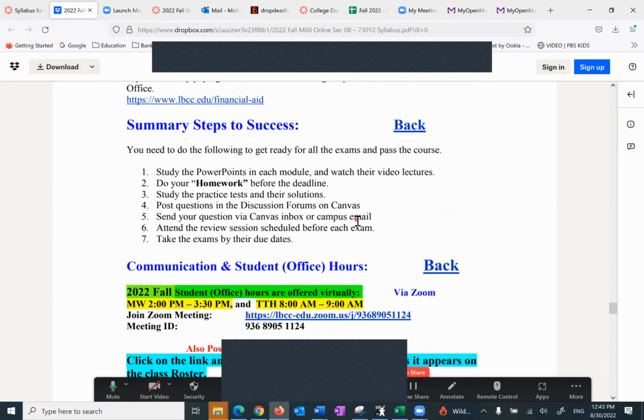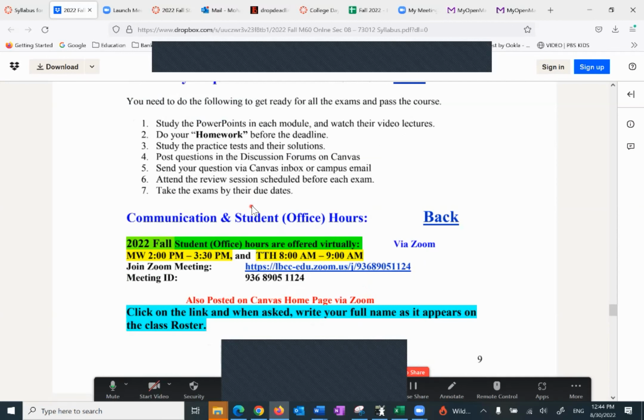Summary steps to success, it's very simple. Study the PowerPoints in each module, do the homework in a timely fashion, practice test, discussion forum, quizzes, and if there's a question, you can send me an email, either in Canvas or campus email. Attend the review session or watch the recording and take the exams.